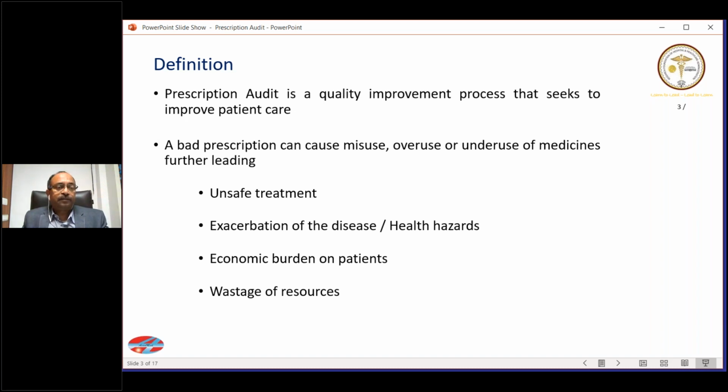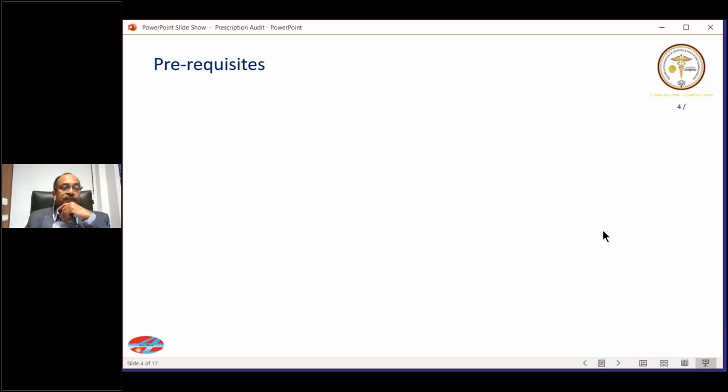A bad prescription can cause misuse, overuse, or underuse of medications, and will lead to unsafe treatment. It will lead to exacerbations of disease or the health hazard. It might increase the medication errors or the adverse events. It will have the economic burden on the patients, and it amounts to wastage of resources. So what are the prerequisites for audit?